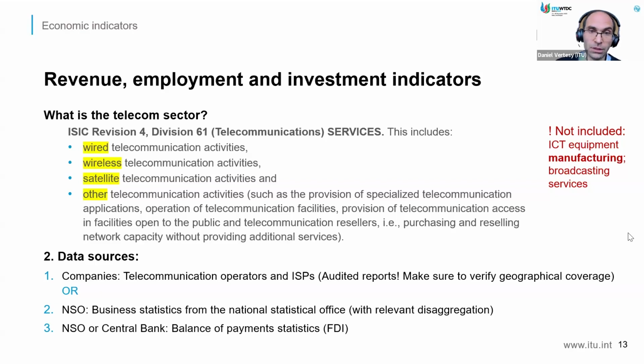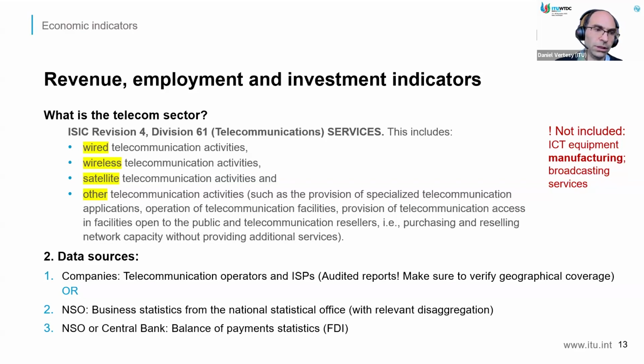One option is to go to companies. Telecom operators and internet service providers are typically required by law to report their business activities, and audited reports are useful sources. When you go to this channel, make sure that you verify the geographical coverage. In terms of multinational companies, it should be country focused, your country, and avoid data from foreign subsidiaries. It's also important to make sure that data is comprehensive, so you cover all the companies in the sector, not just a few of the large ones.